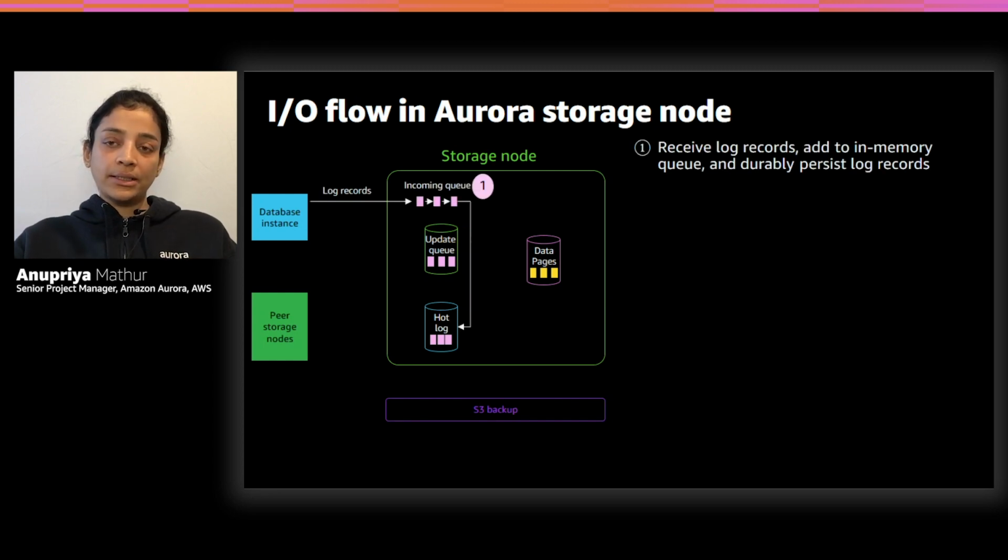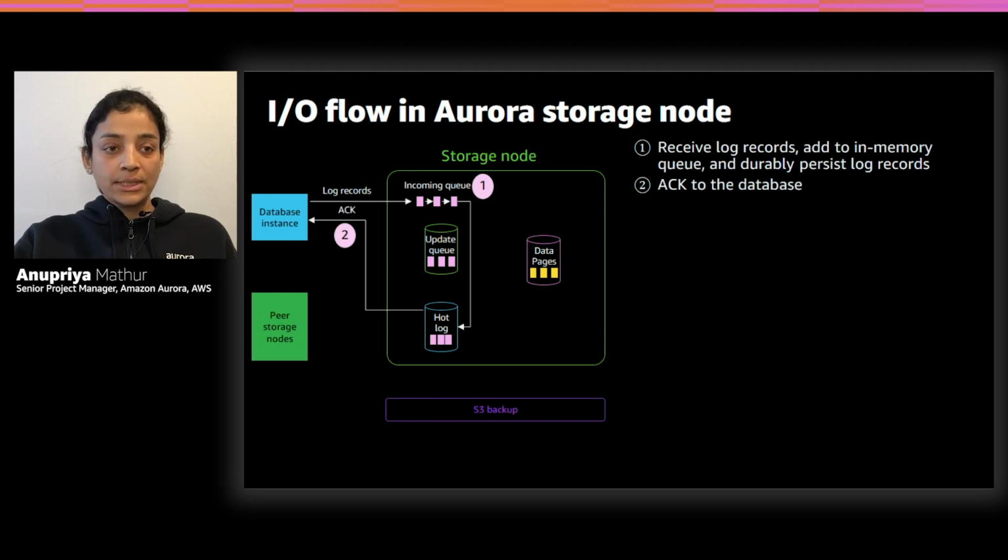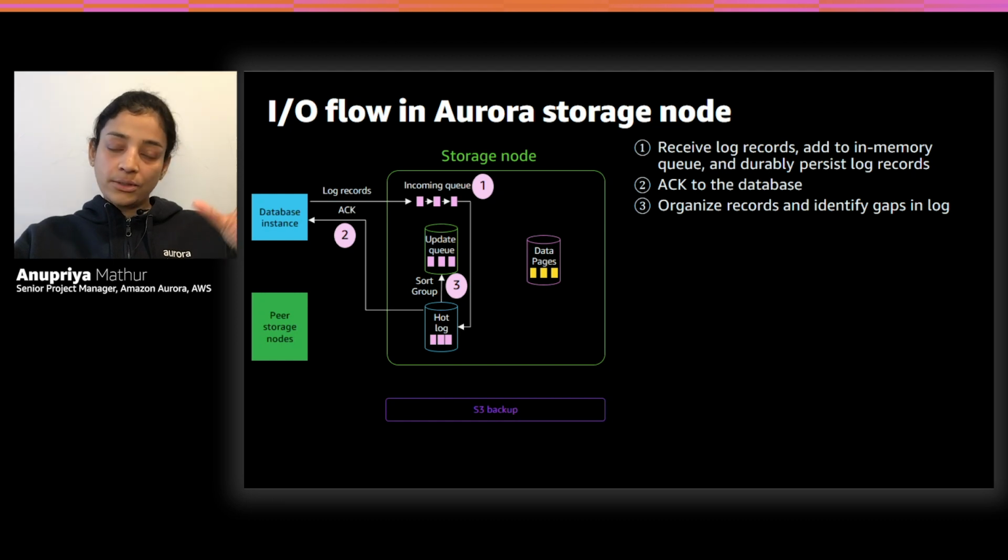So the first thing is that the database would send the log records down. And when the storage node receives these log records, it would persist them into durable storage. And then it would send back an acknowledgement to the database instance. So till this point, this is a synchronous process. That is, the database waits for an acknowledgement, and once it gets it, that's all that it needs to know that, yes, the log record has been persisted. After that, from step 3 onwards, it's an asynchronous process. So then the storage node would organize these log records into a sequence.